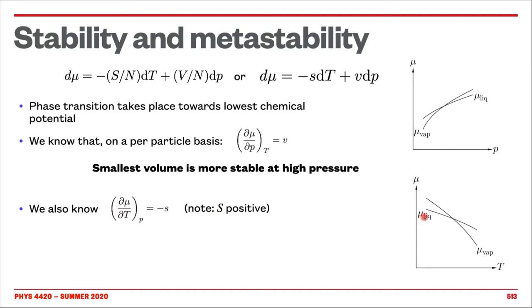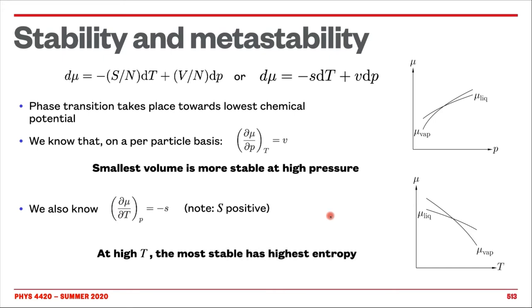So we know that that means that the slope is going to be more negative, I would say, for the vapor phase compared to the liquid phase. Why? Because the entropy of the vapor phase is larger since there are many more microstates. So this is what's happening, and it's how I explain all those graphs here.